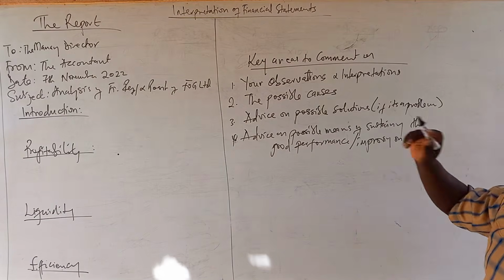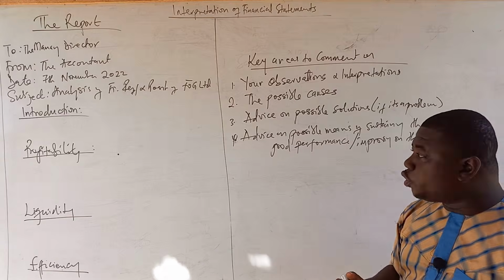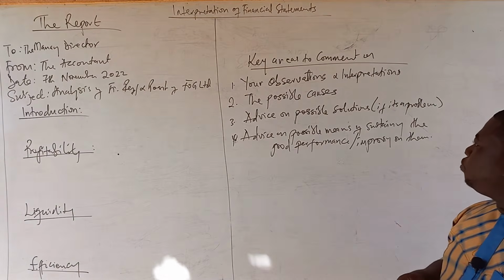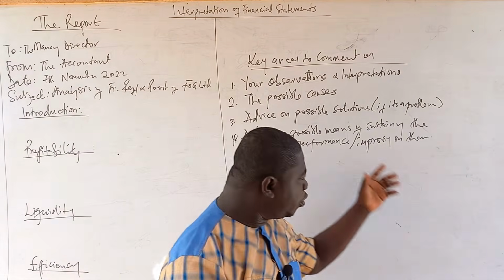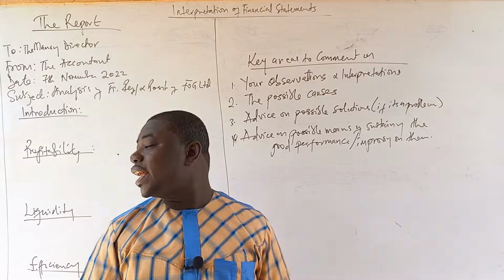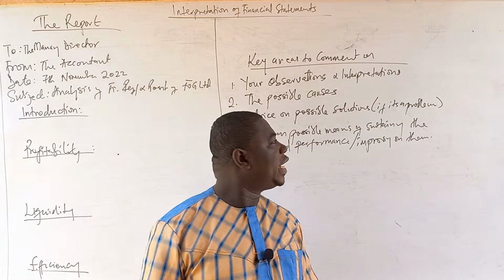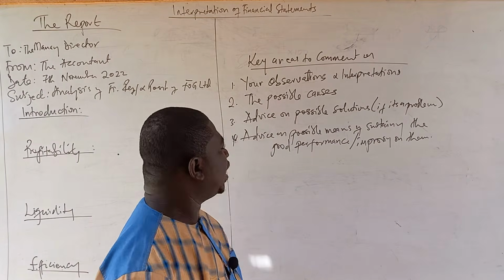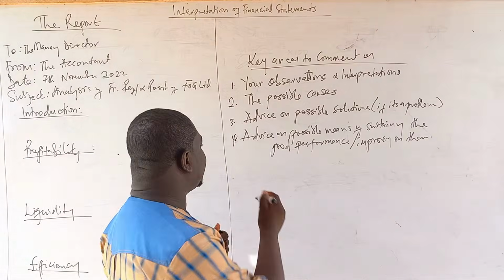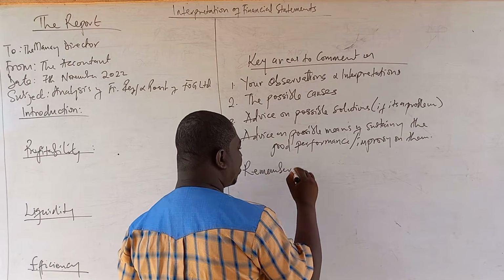So if it was a problem, you advise on possible solutions. If it's something that they are doing well, you give an advice on possible means of sustaining or improving upon them. Then you give us a very rich report. And that is also for each heading that you are going to create. And then finally, what you need to do after doing all these things is remember to conclude under each subheading.